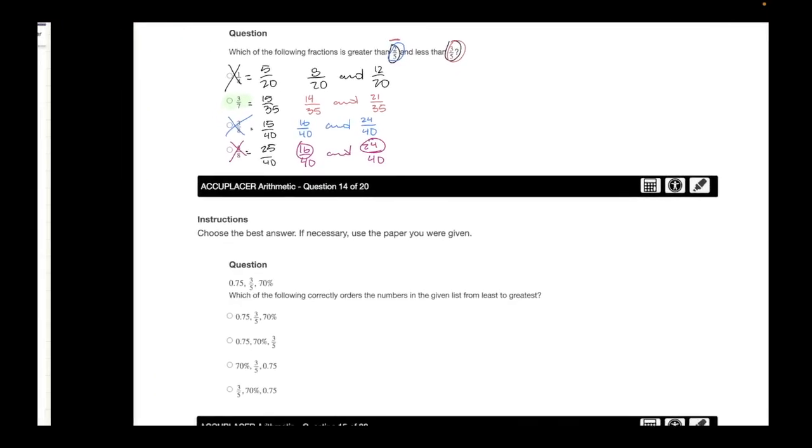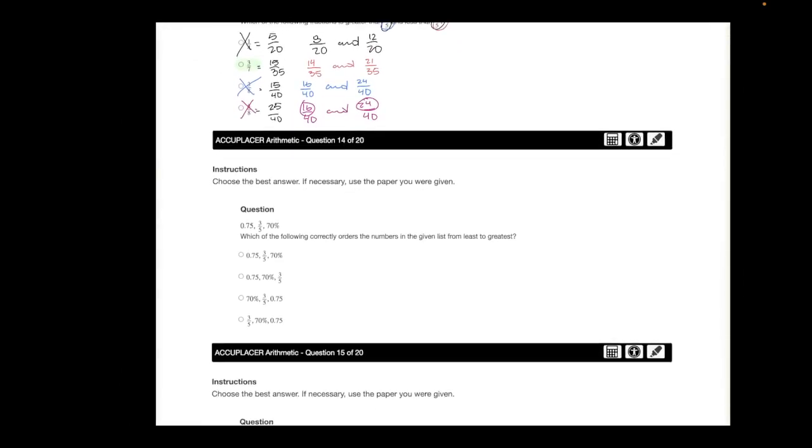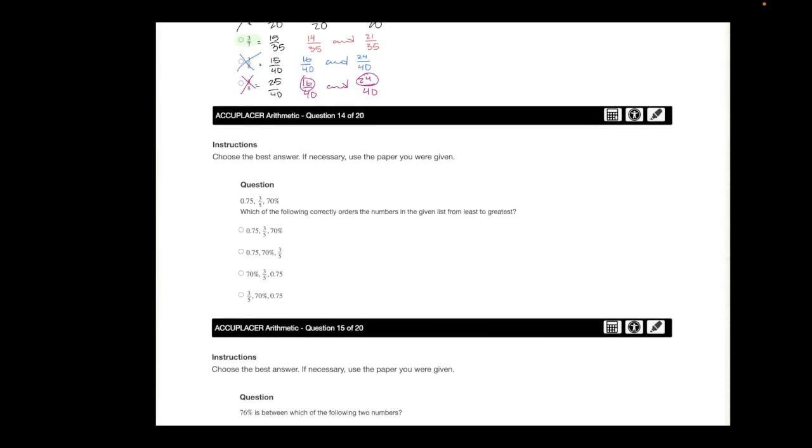Okay. Next question. Which of the following correctly orders the numbers in the given list from least to greatest? Okay, so here we're just doing another rearrange numbers, and we're going to convert these all to the same type of format. So I prefer to go with the decimal format since we already have a 0.75. So here we have 0.75. This 70% can be divided by 100, and we get the decimal 0.70.